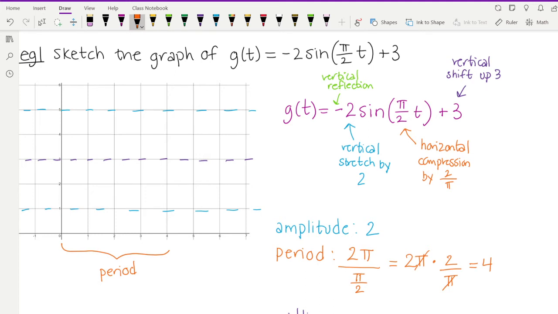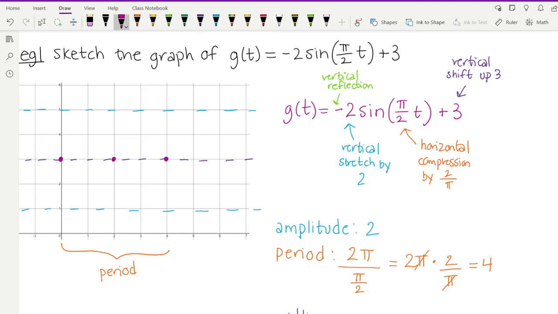Okay, so let's start sketching the graph. As usual, it's going to start at not 0, 0, but basically at what would have been 0, 0, right? It's going to start at its midline at a t-value of 0. And then it's going to return to that midline at the end of its cycle, right? And so the end of its cycle is at 4. And then it's also going to go to that midline halfway between. So again, I'm just using my general knowledge of what the shape of a sine graph looks like.